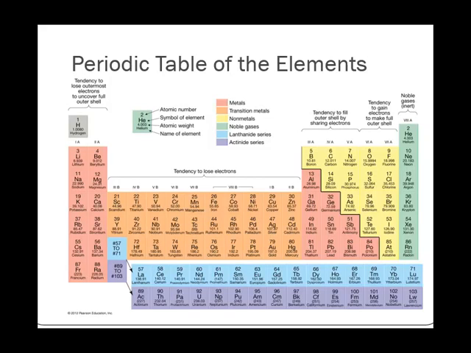And again, this table, which we looked at a few moments ago, is based on the idea that different atoms have different numbers of protons. The number on top is the number of protons they have.